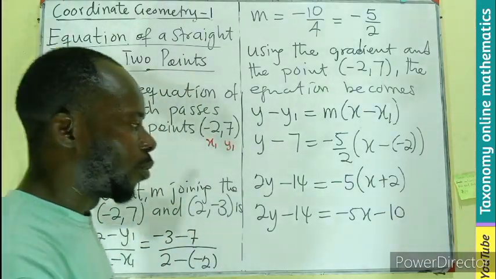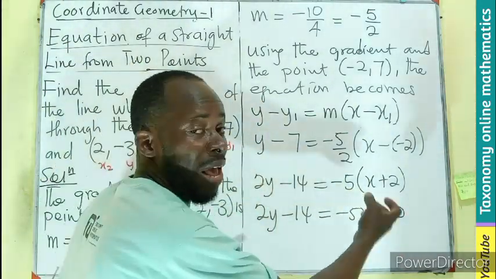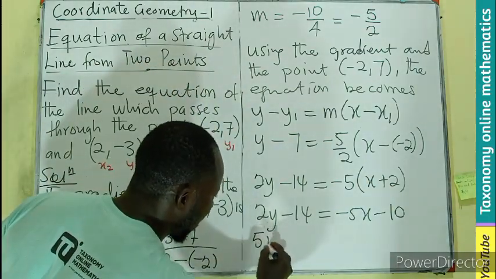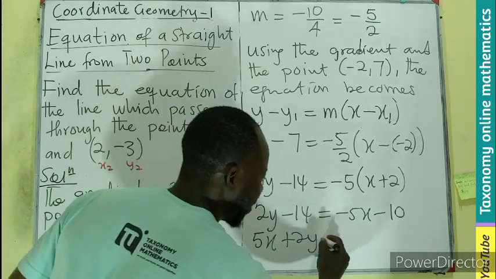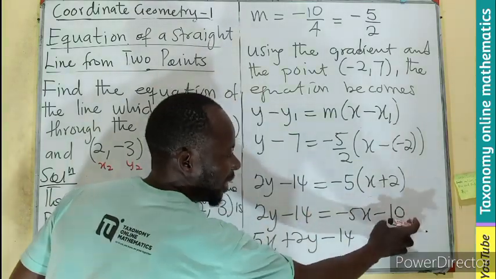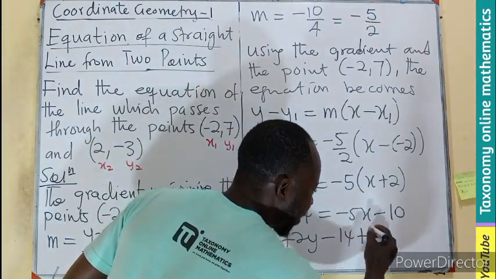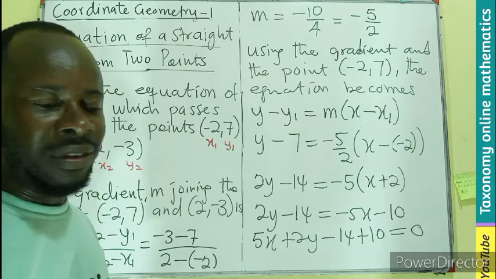So we are going to transpose all the terms from the right to the left. When the -5x comes to the left, it becomes positive, right? So positive 5x, we have our plus 2y, this is -14. The -10 is negative on the right; when it comes to the left, it becomes plus 10. What is left at the right will become 0.